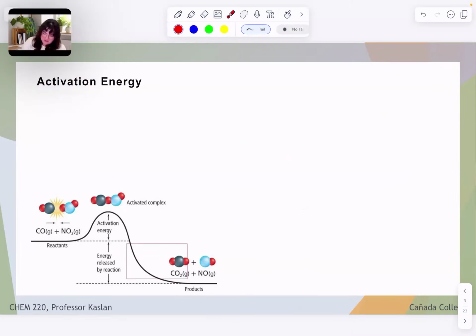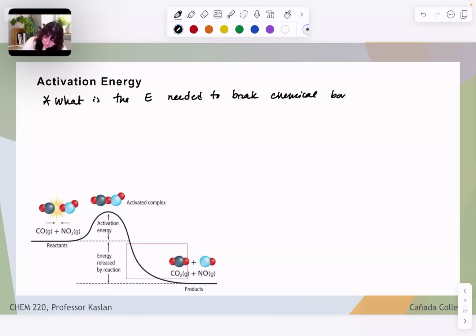In our last point, point 3, what is that energy that's needed to break our chemical bonds and begin to form products? Well, we have a name for this. This is called the activation energy.